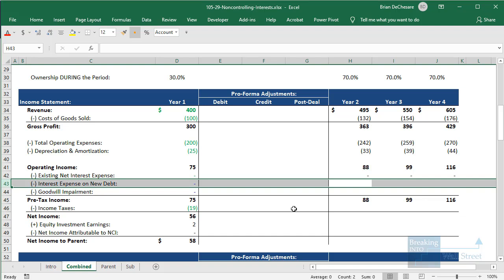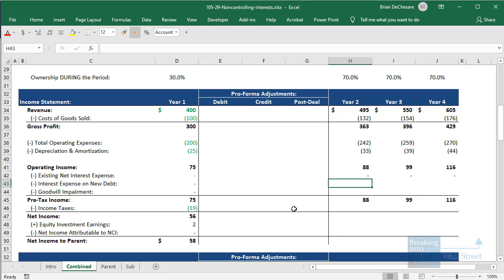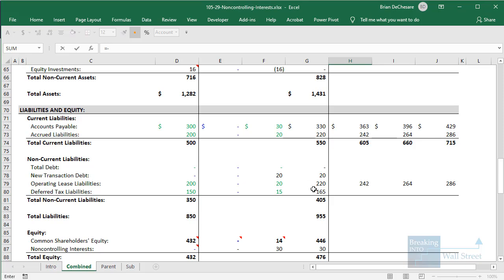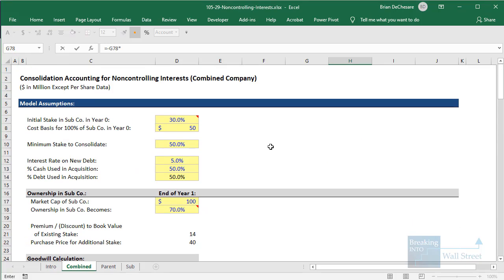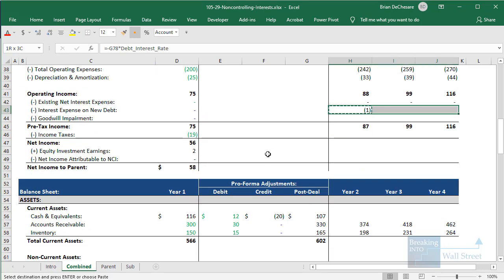To start with, we need to reflect the cost of acquiring this 40% stake, starting with the interest expense on the new debt to fund the deal. We're assuming that there is no foregone interest on cash because the interest rate is so low that it's not even worth factoring in. But for the debt, let's go down and take the new transaction debt balance from the previous period, and then let's multiply it by the 5% interest rate on debt that we've assumed up here. We can copy this across.